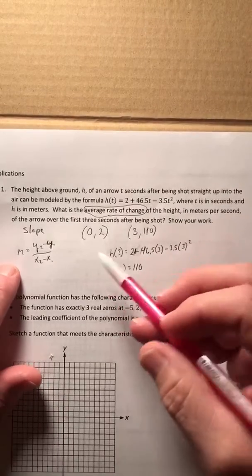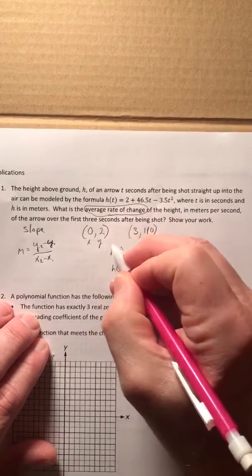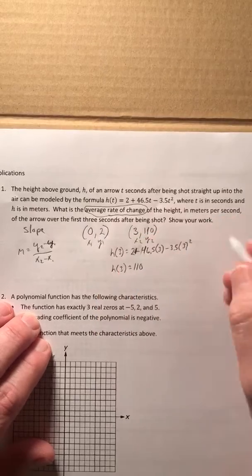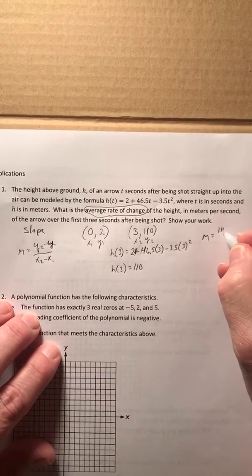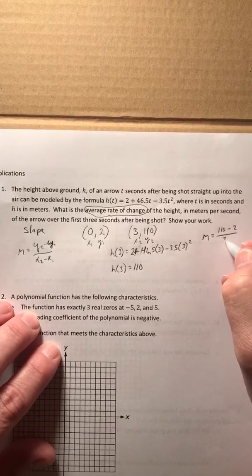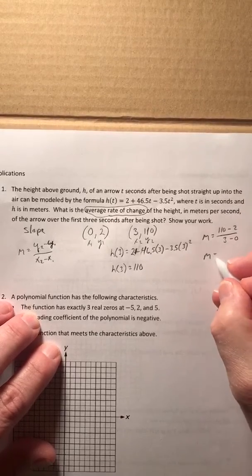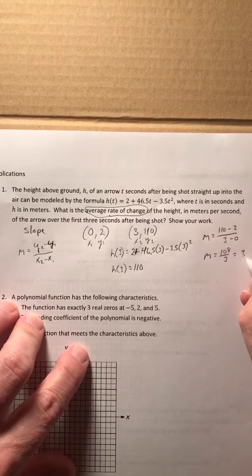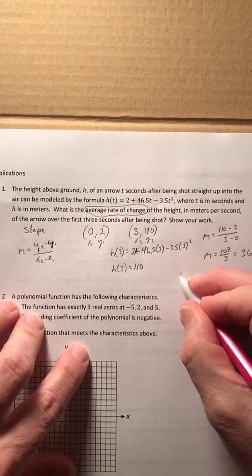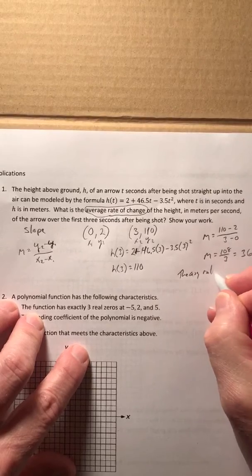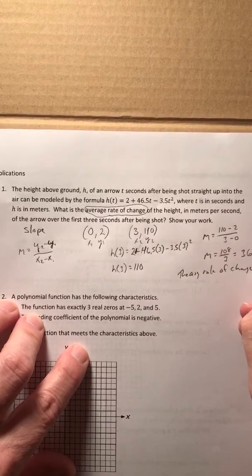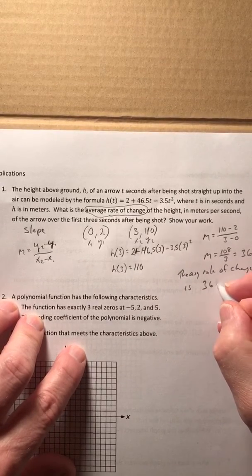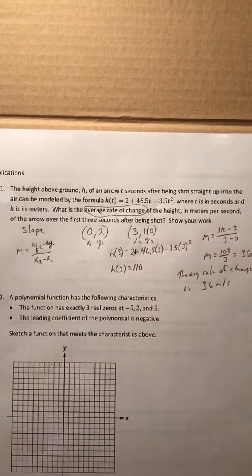So now all I've got to do is plug these 2 points into our slope formula again. 110 is bigger, so I'll make that y2, and 2 is y1. And we get that m equals 110 minus 2 over 3 minus 0, which gives me 108 over 3, which is equal to 36. So the average rate of change is 36 meters per second. All right, so that's that first one.